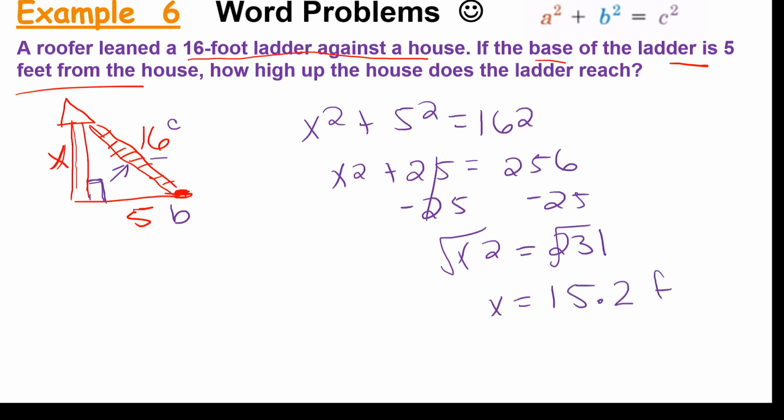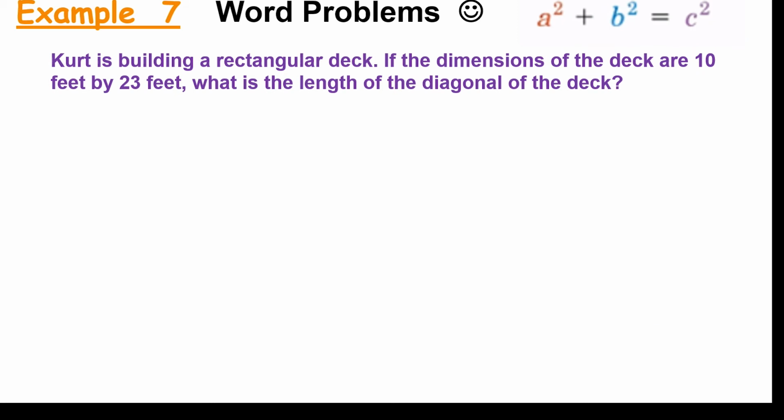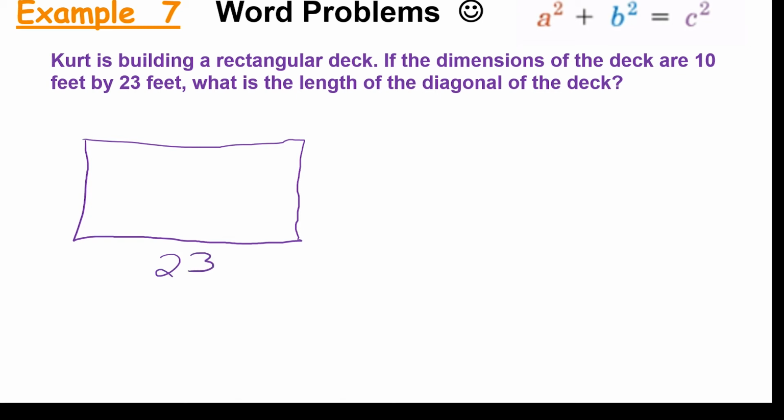Alright, so I'm going to do this word problem, and the next one I'm going to have you try on your own. It says Kurt is building a rectangular deck, so let's just go ahead and draw a rectangle. If the dimensions of the deck are 10 feet by 23 feet, so the length is 23, shortest side is 10. What is the length of the diagonal of the deck? So that would be from here to here, diagonal.